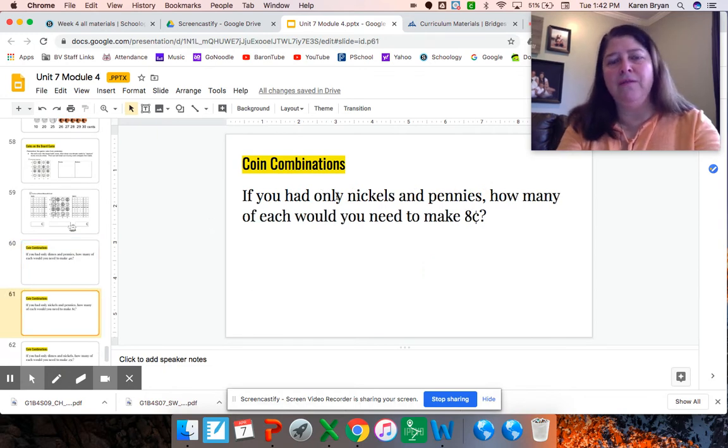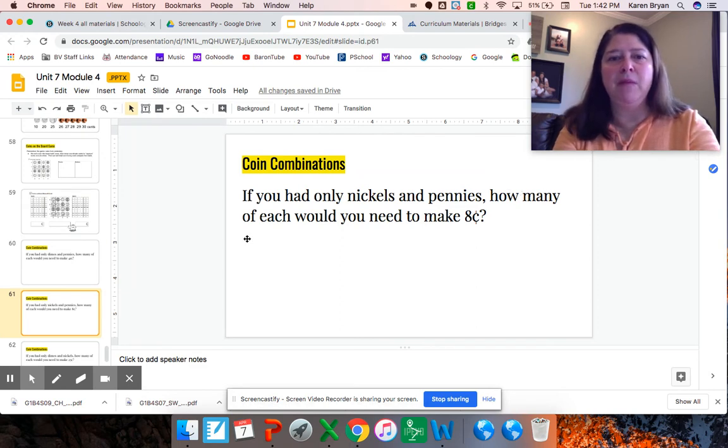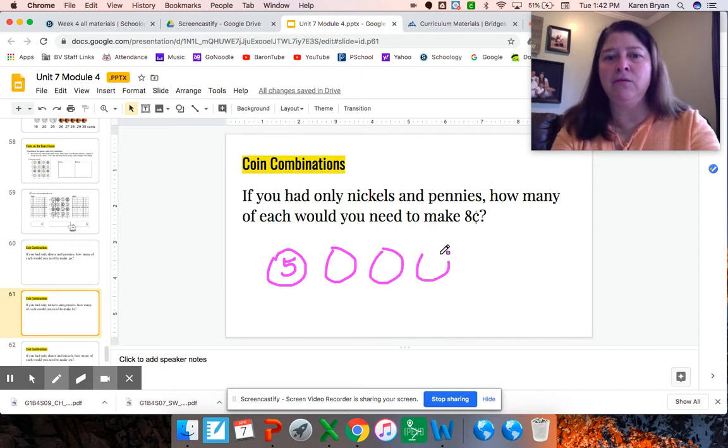Here's, if you had only nickels and pennies, how many of each would you need to make 8 cents? And I think it's a great idea to always think about the least amount of coins that you would need to be able to make this amount. So if I had 8 cents, I could probably do a nickel. And how many pennies would I need? If my nickel's worth 5, I would have to put 3 pennies, right? That would be my least amount of coins.